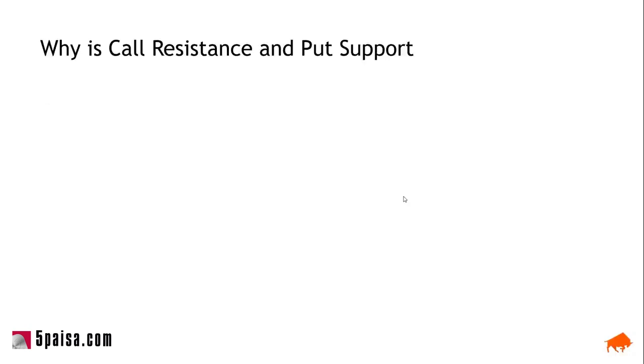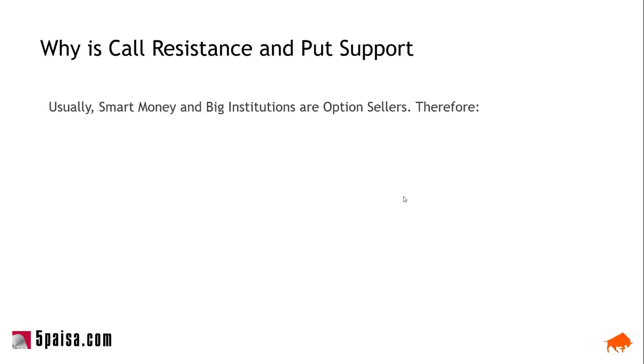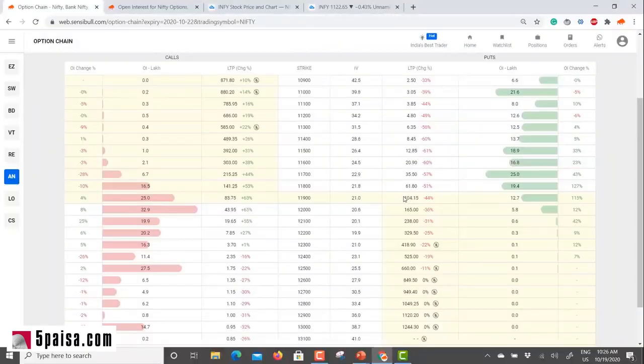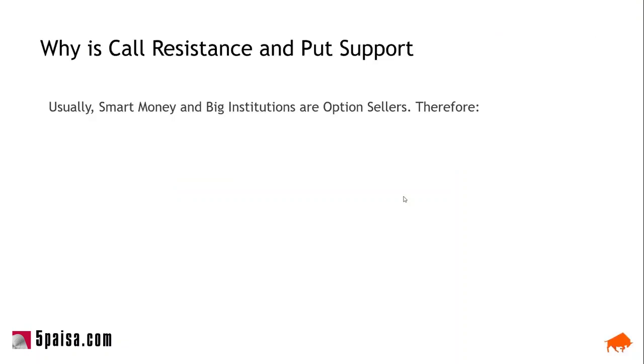So a lot of people ask us the question, why is call considered to be a resistance and put considered to be a support? So this is a never ending debate. Some people say that you shouldn't look at it that way, but largely, mostly, right, smart money and big institutions are most of the time option sellers. I'm not saying all the time, most of the time, right? And in trading, your entire idea is to get your decisions right most of the time, right? You can't get 100% accuracy. You can only be right, let's say 7 out of 10 times.